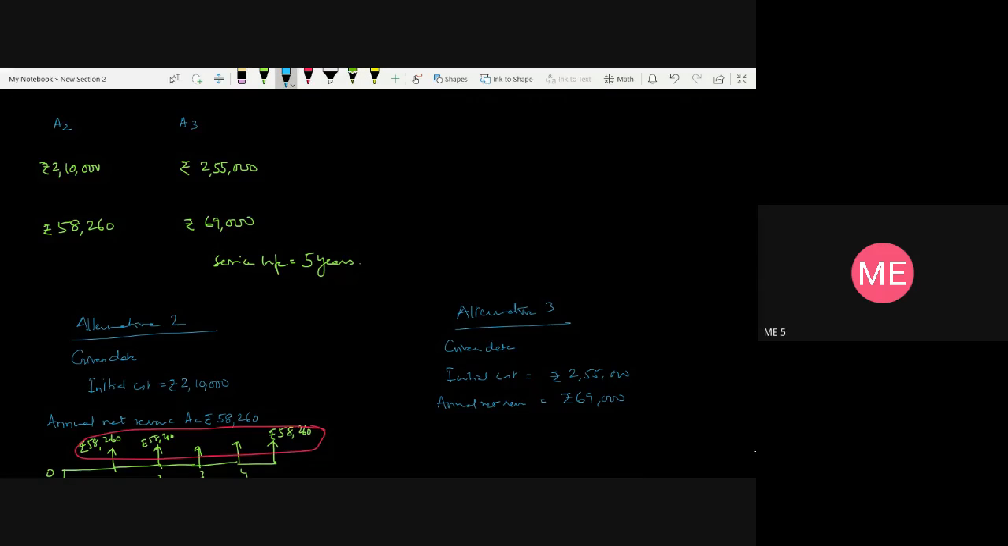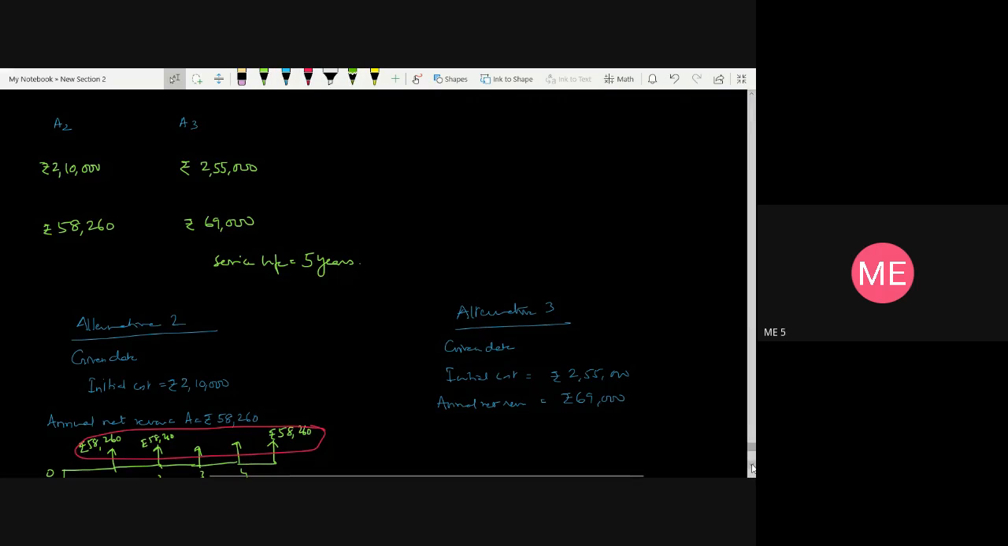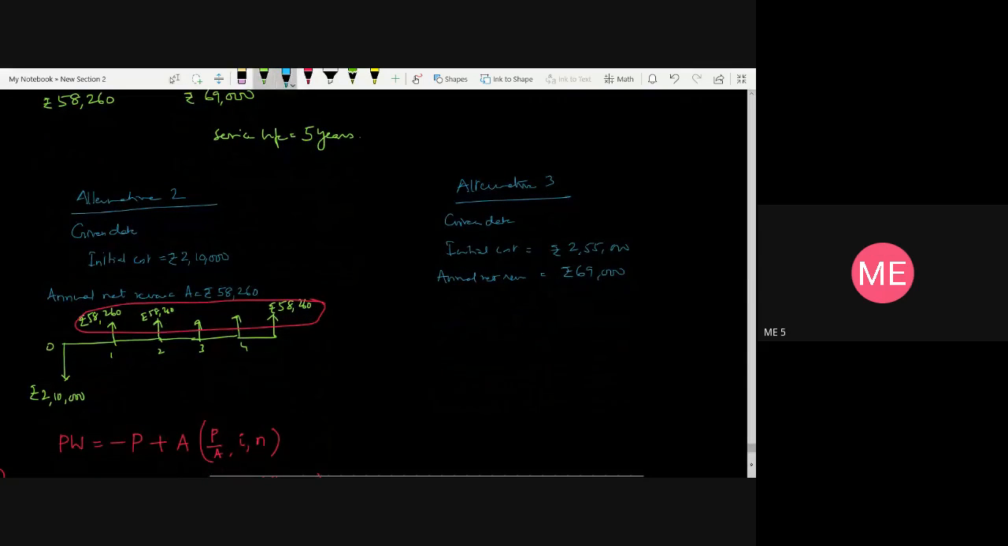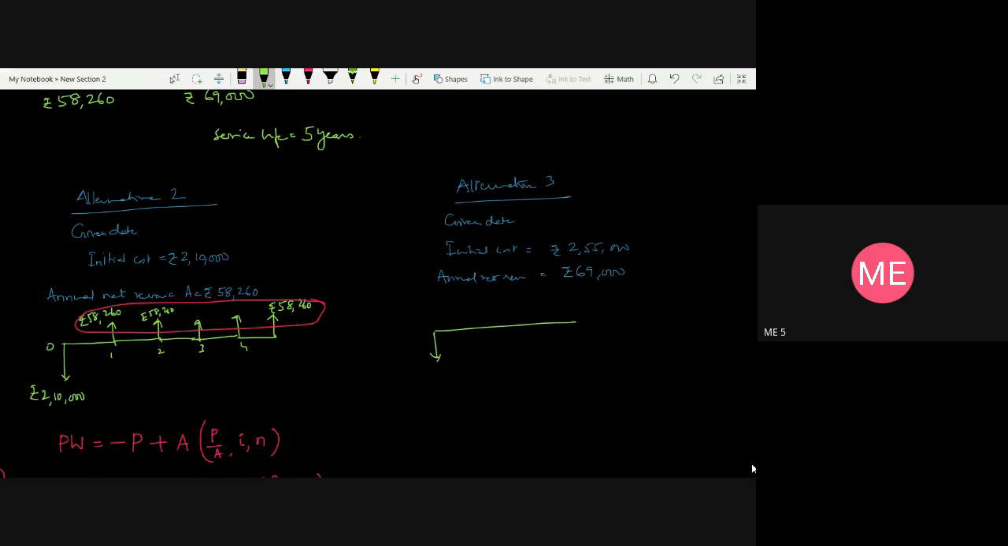For the given data, I have drawn the cash flow diagram. At time 0 we have 2,55,000. At the end of first year we have the revenue of rupees 69,000.